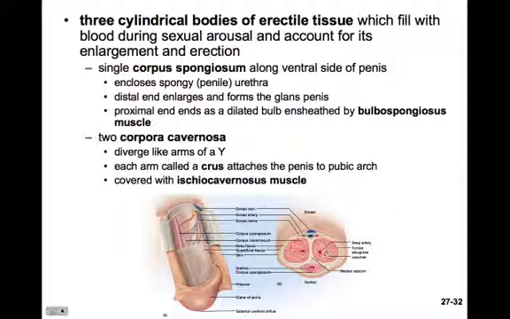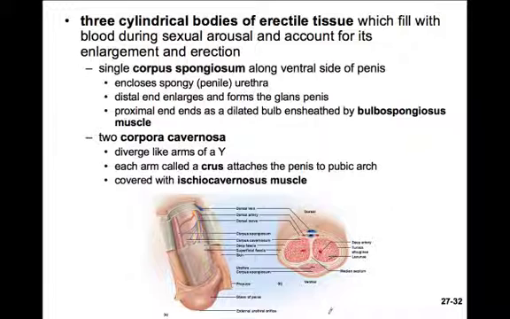There are 2 corpora cavernosa. They diverge like arms of a Y. Each arm is called a crus, attaches the penis to the pubic arch, and it's covered with ischiocavernosus muscle. So that concludes our section on male reproductive anatomy. Shortly we'll move on to the next section of this chapter, puberty and the climacteric.